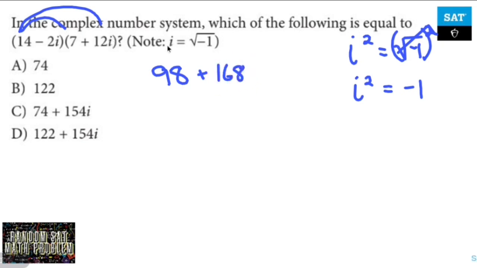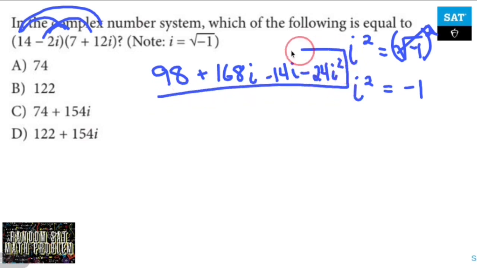But there's an i attached. Don't forget about it. I can handle this one. Negative 14i. Negative 2 times positive 12 is negative 24i squared. Now, remember what I said. Okay, remember what I said. i squared is the same as negative 1.